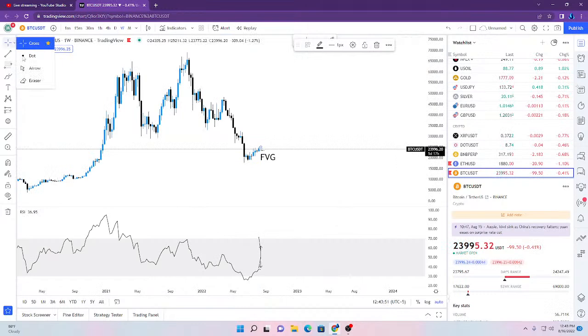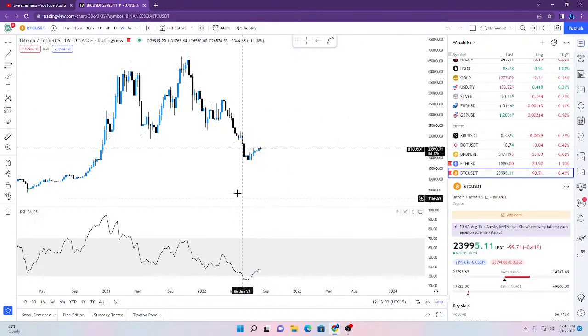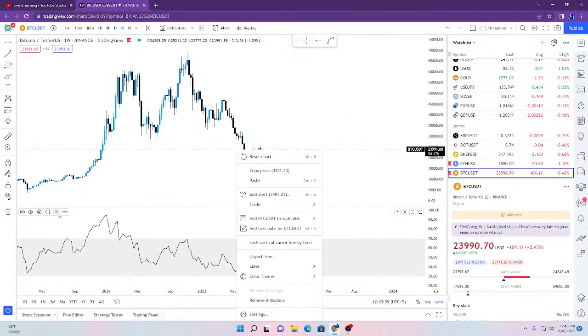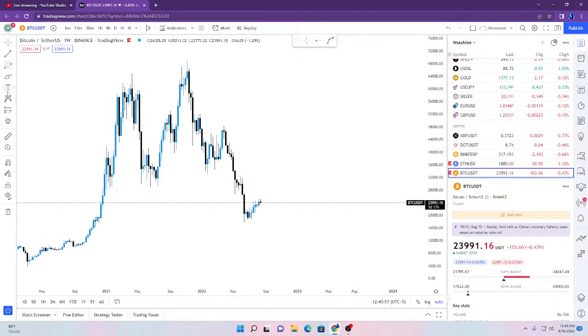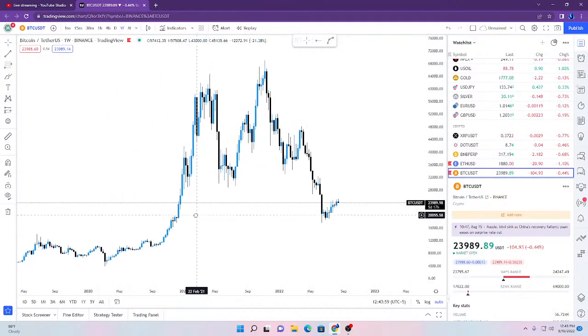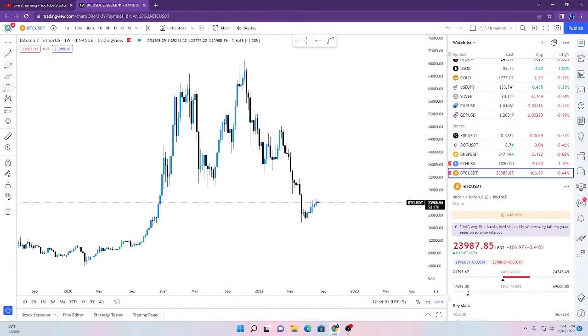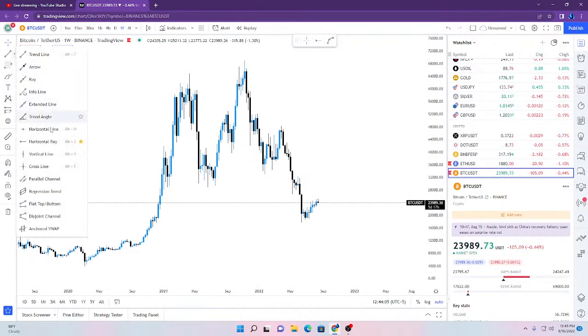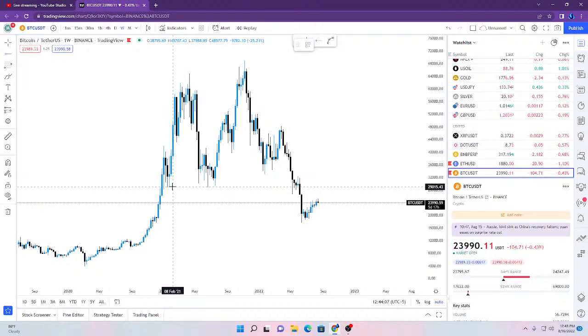Let's see something on daily for Bitcoin, on weekly basically, sorry, not daily but weekly. So on weekly we got this something, yeah, let me mark important zones. Zone 1, then this zone 2.